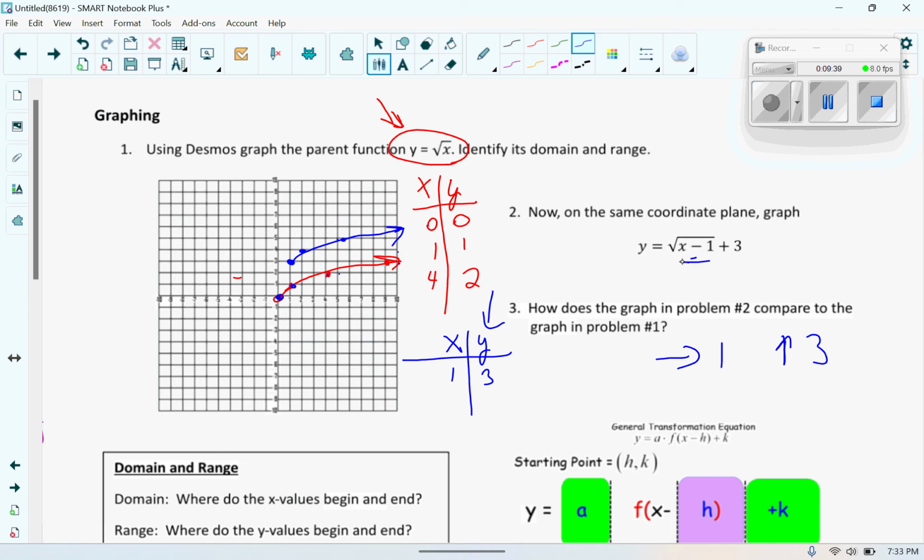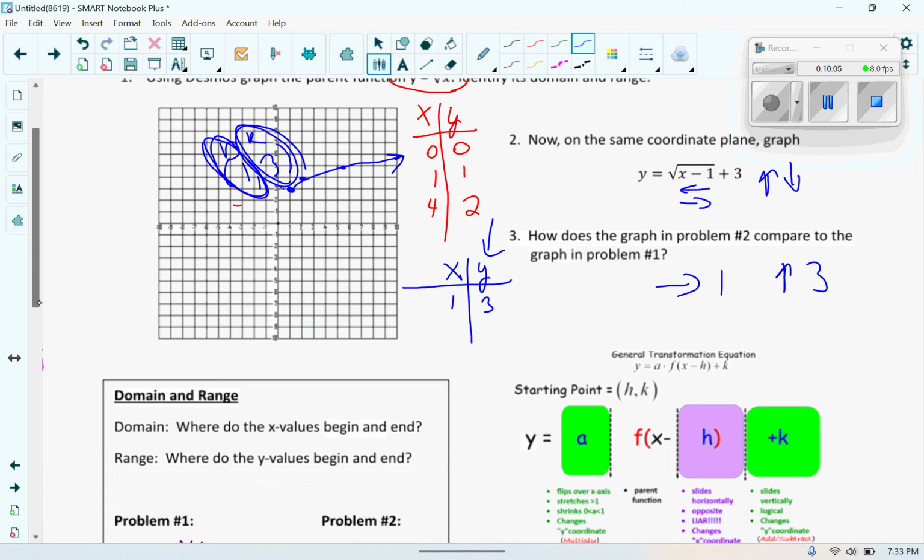we learned. Remember, anything with the x's goes left, right. Anything on the outside goes up and down. Okay, so let's talk about how this is going to affect our domain and range. Our starting point is 1, 3. The domain is where the x's start, and the 3 is where our y's start for the range.